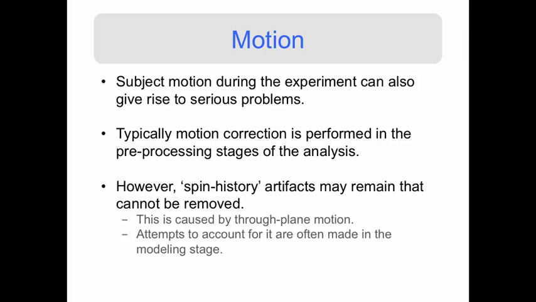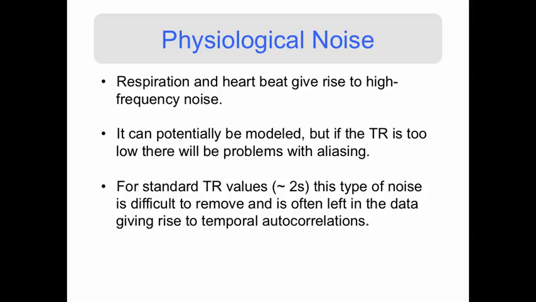Let's start with the modeling stage of the course. Now, respiration and heartbeat give rise to what we call high-frequency noise, because our heart might beat every second or so, or we might breathe every 2 seconds or so. These sources of noise can potentially be modeled, but if the time resolution is too low, it's going to be difficult to do. So if we're only acquiring images every 2 seconds, it's going to be very hard to model something like heartbeat, which takes place every second or so.